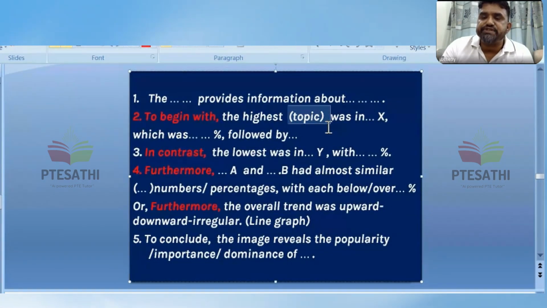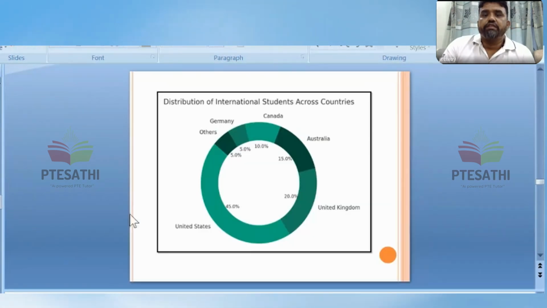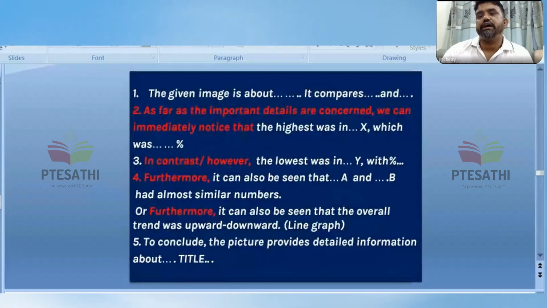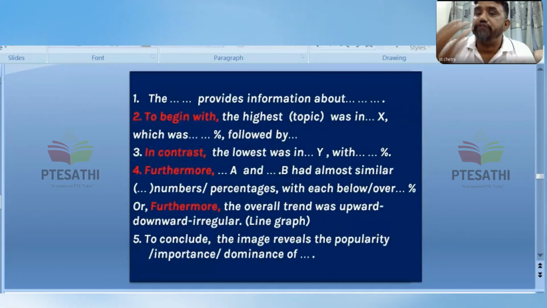You're not just saying highest percentage. You're saying the topic. So you're becoming more specific. You're becoming more specific means you'll say the highest international students. So in that way, even a human evaluator will check your answer. Your answer is quite meaningful. It was meaningful here, but it was all slightly generic. But when it comes to this one, this is a natural answer because you're using topic.